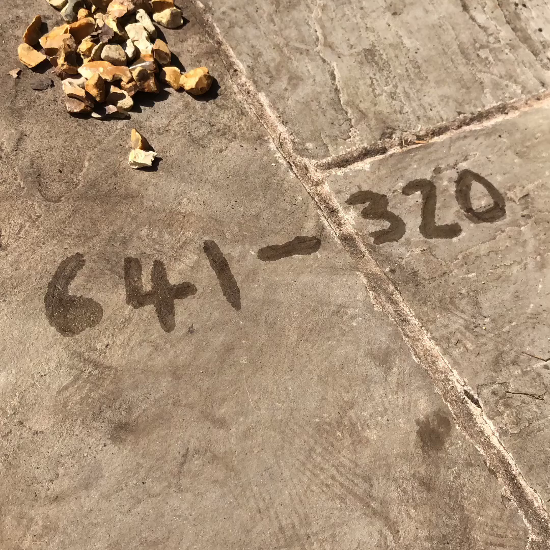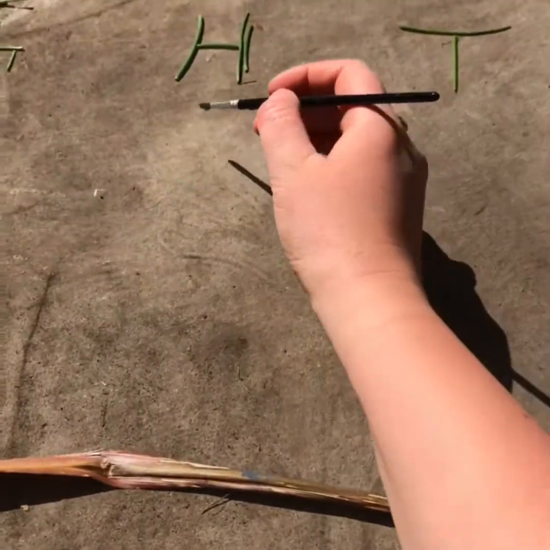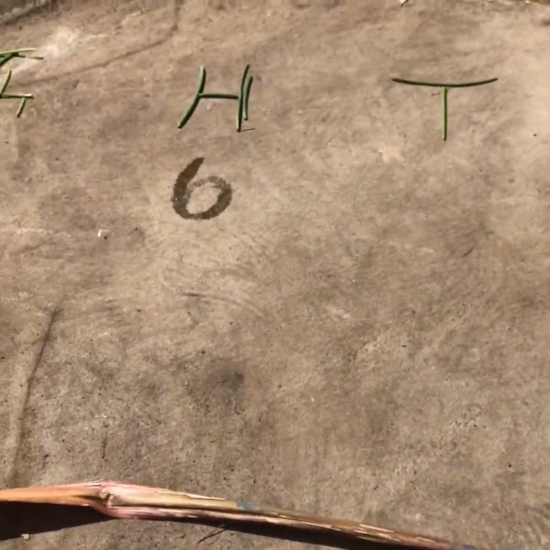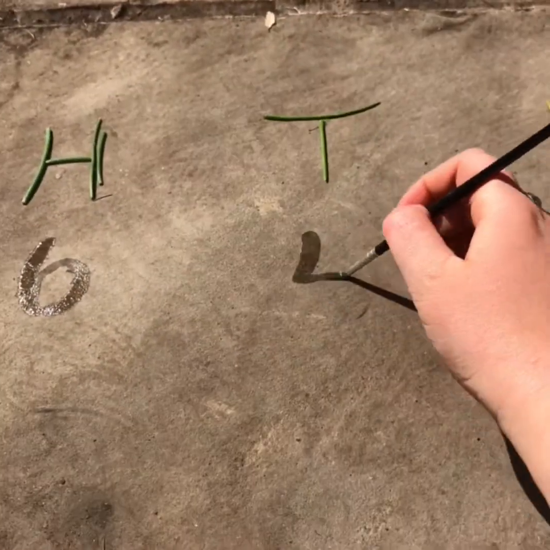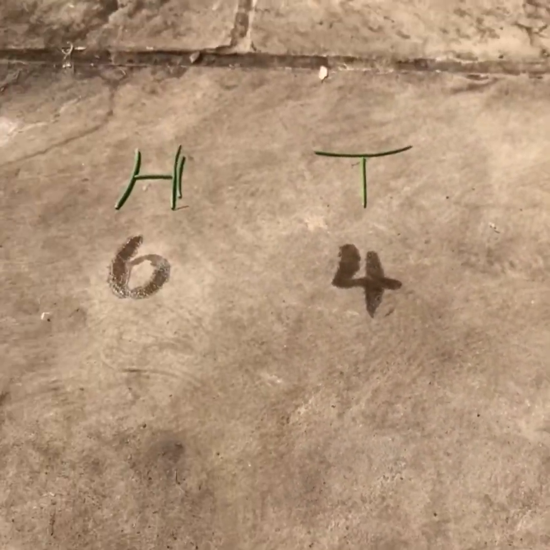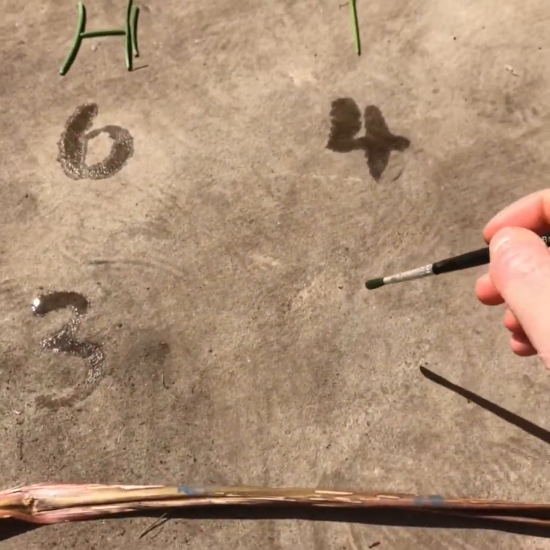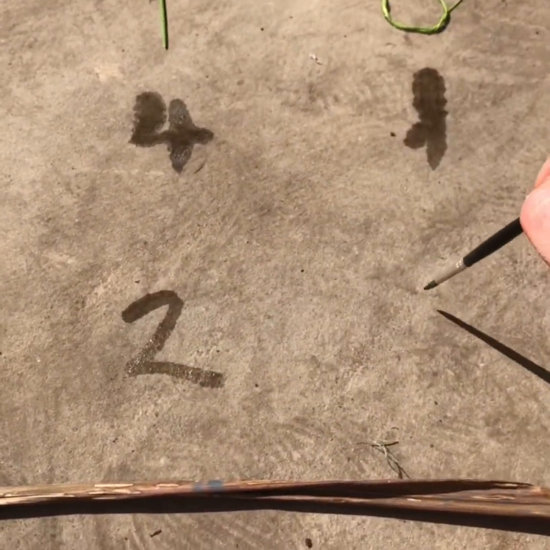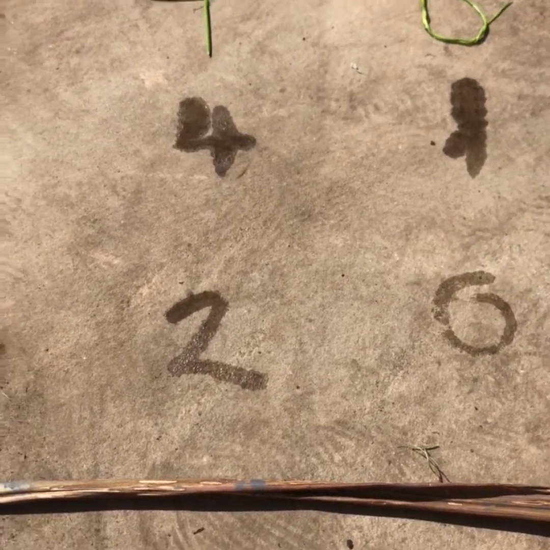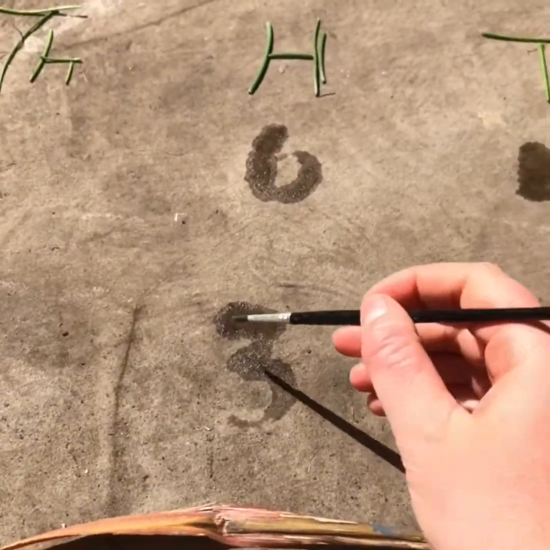So I've got 641 subtract 320. So I'm going to use the water again to put it into my column. So I've got 641 subtract 320. And because it's a hot day, it's going to dry up pretty quick, but that's fine because I'm going to replace it with some resources.